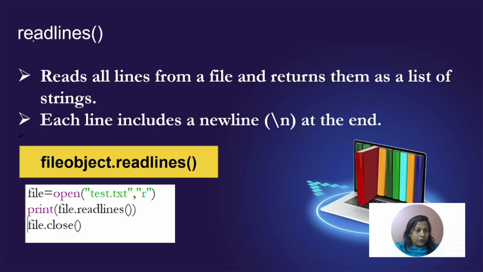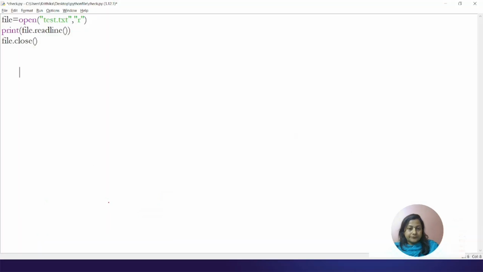I hope everyone is clear how readline is working. Now the next one we are going to see is readlines. What is the meaning of readlines? It reads all the lines from a file and returns them as a list of strings. This is very important: all the lines are stored in the form of a list, and each line includes a newline at the end. So the first line is stored, and the \n is also included in the list. Now the syntax is file object dot readlines. Let's see the program.